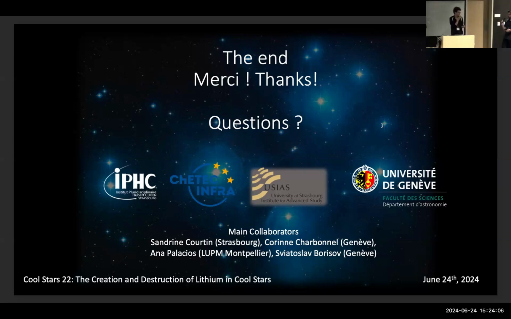So how do you distinguish overshoot and spot activity? It's a good question. What would be nice would be to have more asteroseismic data, because thanks to that you can probe the interiors of stars and determine where the base of the convective envelope is, and so can constrain the overshoot. So that could be a first thing.